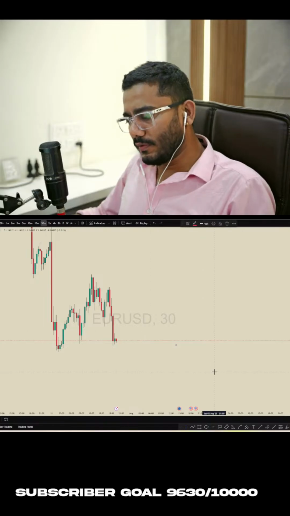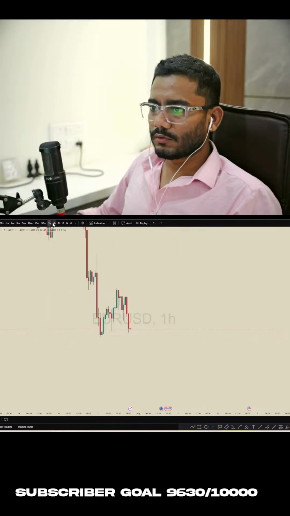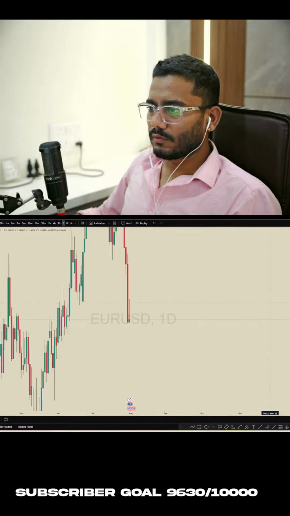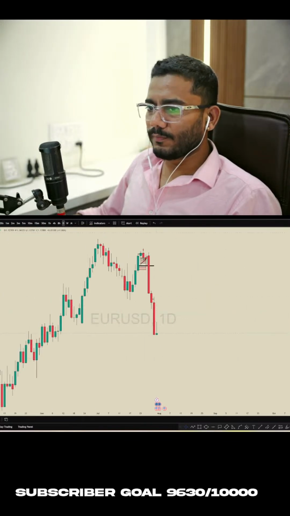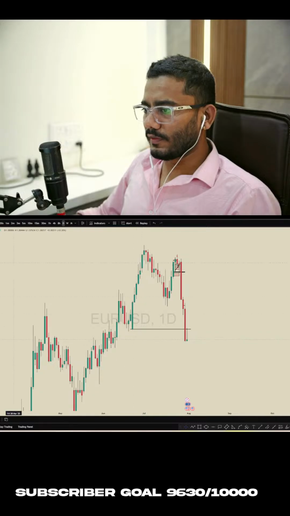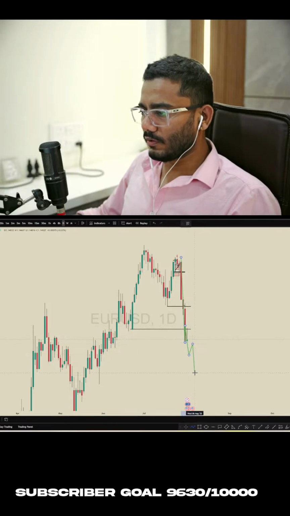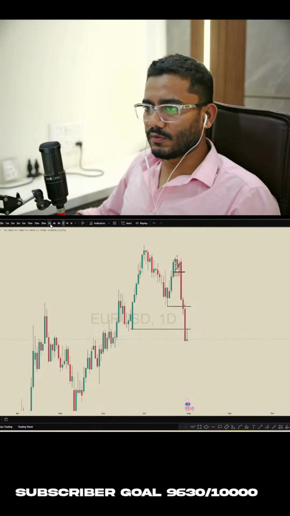On USD, if you go to the daily time frame, we can see price broke the previous structure like this one. Again, we have this breakout structure. It's still continuing to the downside, creating this wick. Again, we can look for continuation trades to the downside.